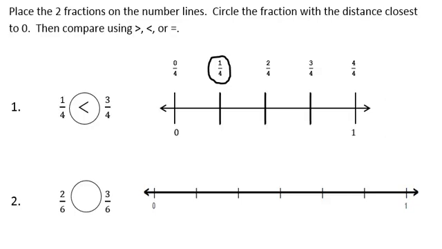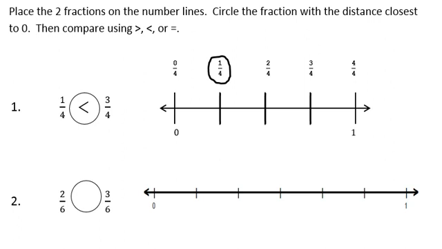This tutorial is for 3rd grade, Module 5, Lesson 18. In this lesson, we're going to use number lines to help us compare fractions. The directions say place the two fractions on the number lines, circle the fraction with the distance closest to 0, and then compare using greater than, less than, or equal to.